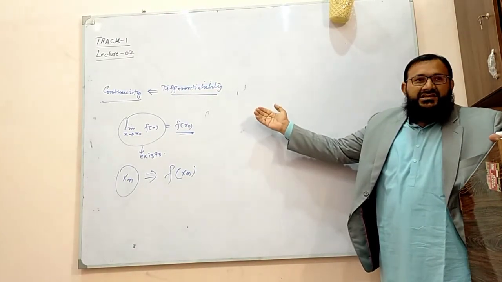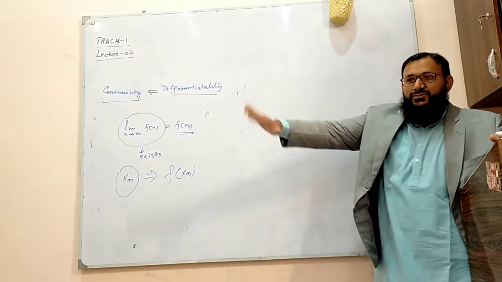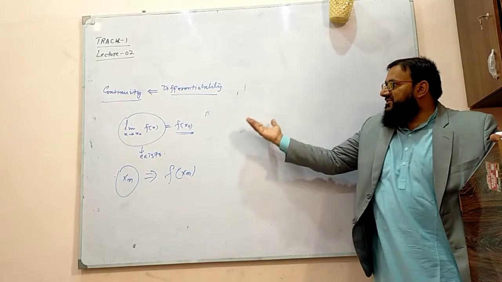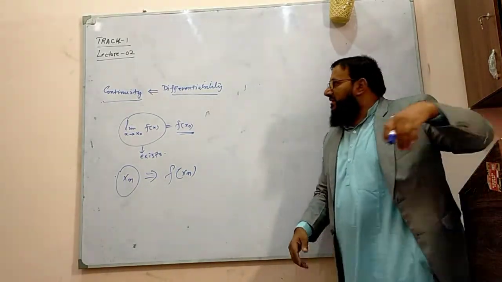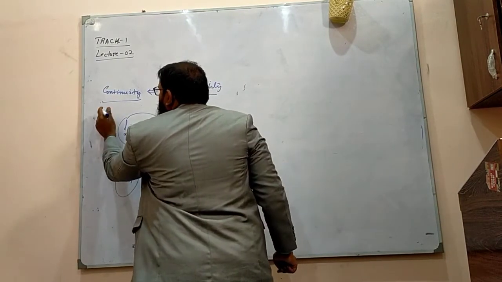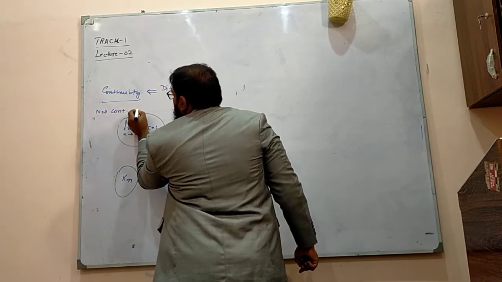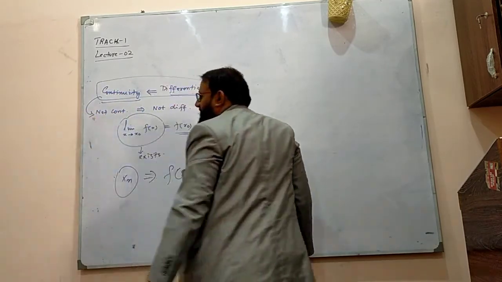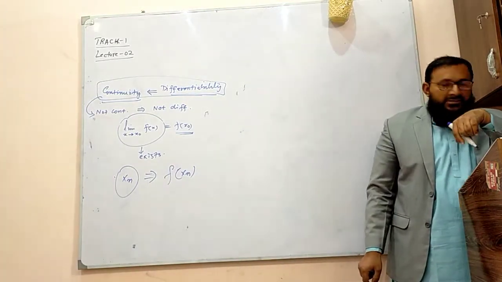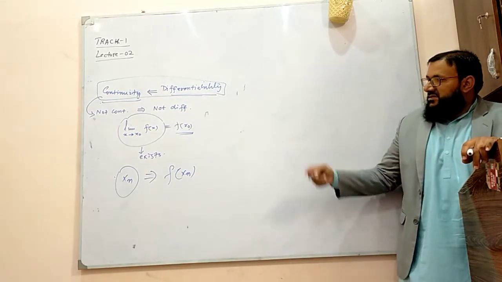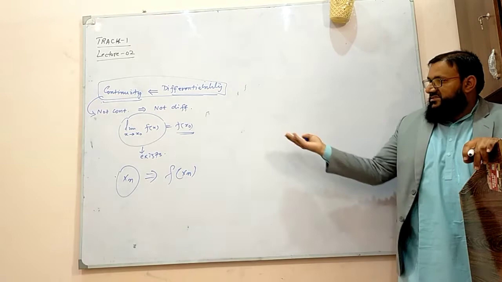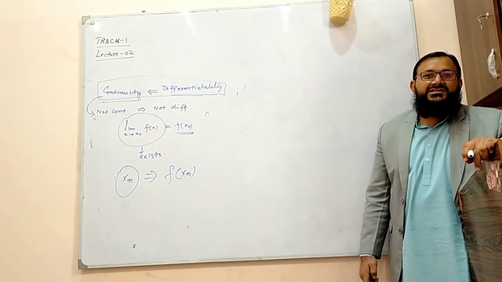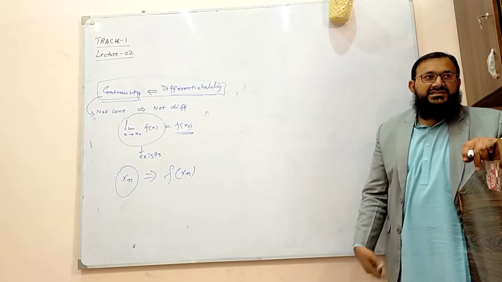Now, differentiability in simpler words means smoothness. The function is smooth, and if it has some sort of kinks, then it is not differentiable at that particular point. So differentiability implies continuity, but the reverse is not true. But one thing is true: we take the contrapositive of this statement. If the function is not continuous, it implies it is not differentiable. So differentiability implies continuity, and if the function is not continuous, it simply means it is not differentiable. Do we have such a case in partial derivatives? This is the main question.